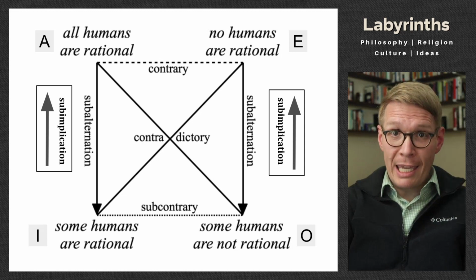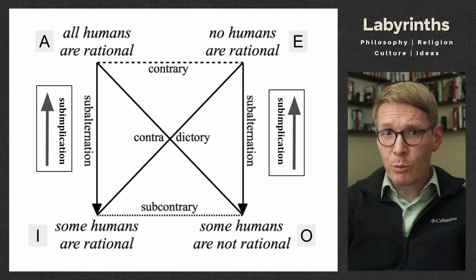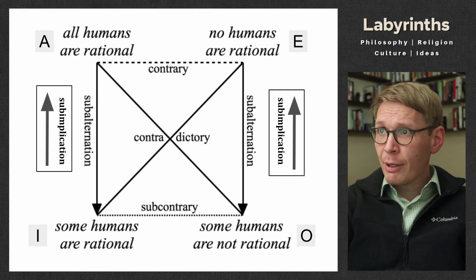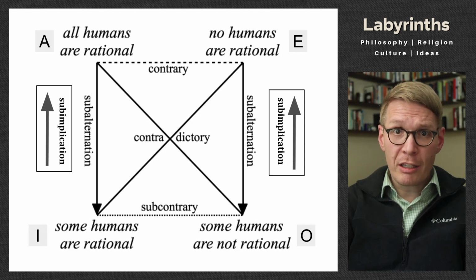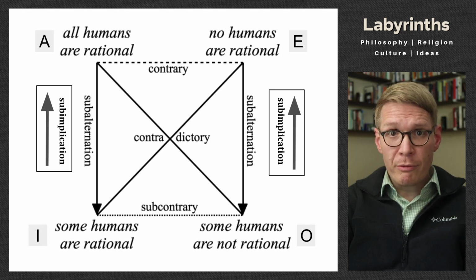Well, it is A. All humans are rational, right? Contradiction is the strongest kind of opposition, and we'll start off by talking about that one. You also have the next two operations, which are contraries, and that runs along the dotted line on the top of the square, and what are called subcontraries. That runs along the dotted line on the bottom of the square.